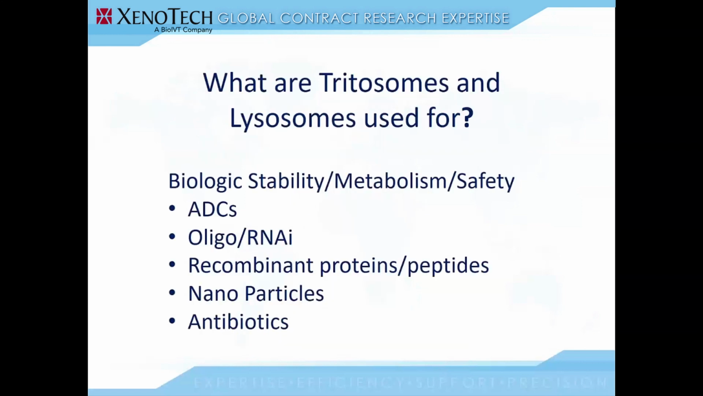Tritosomes and lysosomes are used for many of the same kinds of assays traditional subcells are used for: stability, metabolite characterization, and prediction of safety, but just with different classes of molecules such as ADCs, oligos, recombinant proteins or peptides, nanoparticles, and antibiotics.